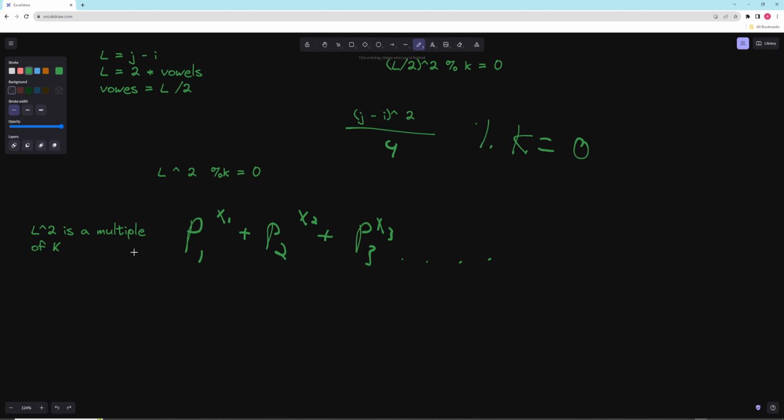So if L squared is a multiple of k, and we have our prime factors, then what does L have to be? And also, think about it in the prime factors. If L squared is a multiple of k, that means L squared has to contain all these factors. For example, let's say k is 15, and the prime factors are 3 to the 1 times 5 to the 1. They'd all be times, right?